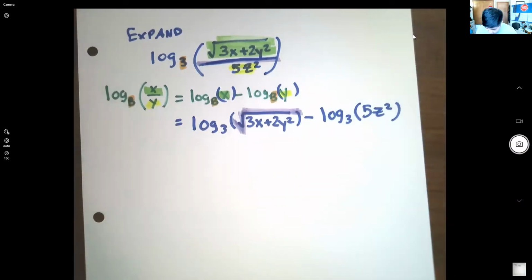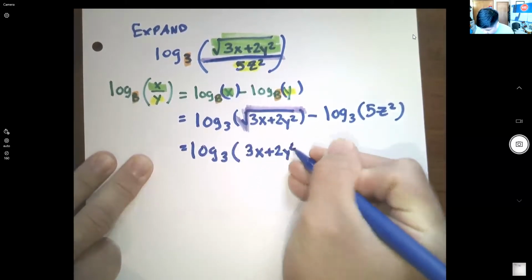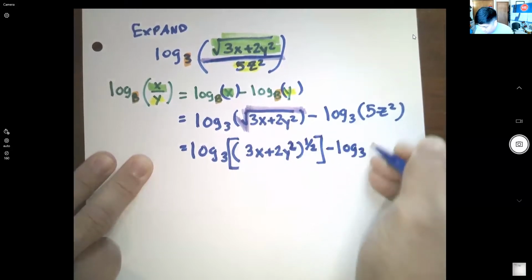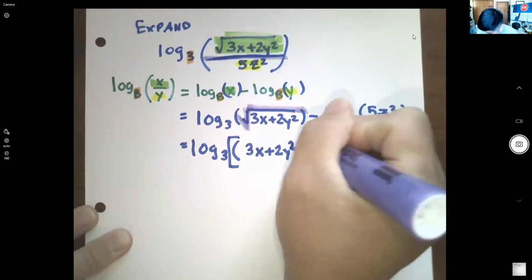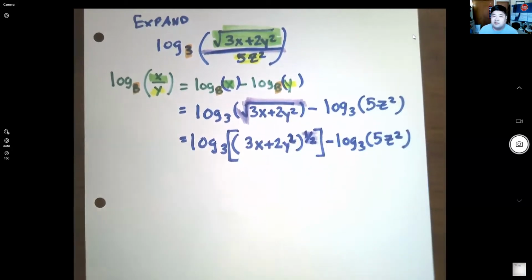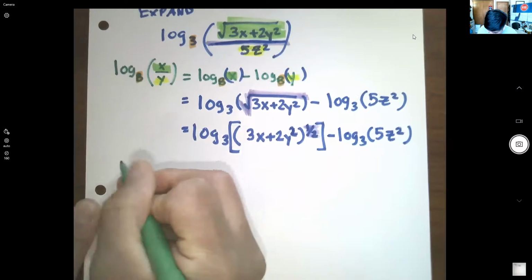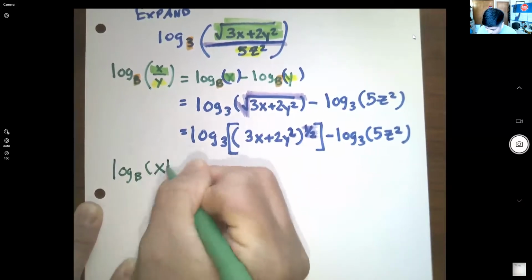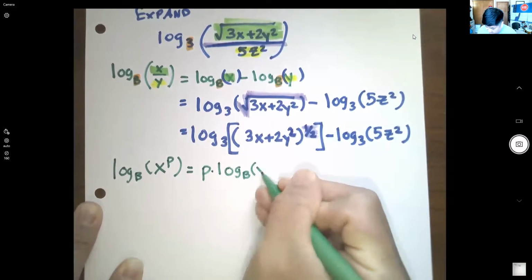So I am going to rewrite this as log base 3 of (3x plus 2y) squared, and I'll make that to the 1/2 power, and then minus log base 3 of 5z squared. So the only thing that I really did was, instead of using the square root, I used a rational exponent of 1/2 to represent that root. So now, here is another logarithm rule that we can use: log base b, to be more general, of x to a power. That will be that power times log base b of x.